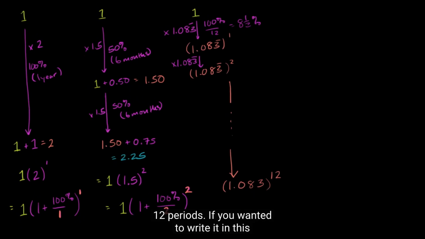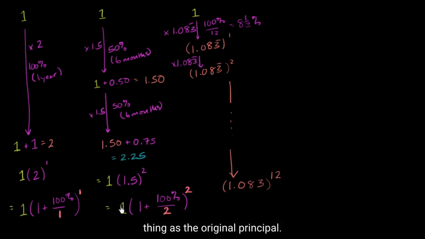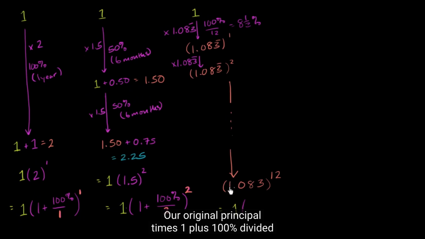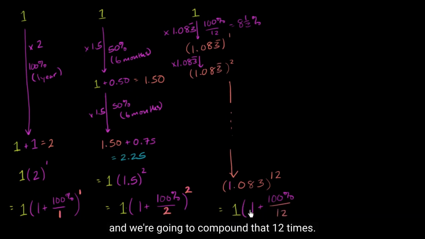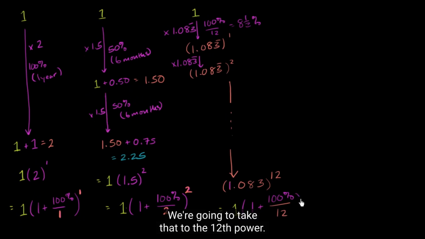Or if you wanted to write it in this form right over here, this would be the same thing as our original principal times 1 plus 100% divided by 12. So now we've divided our 100% into 12 periods, and we're going to compound that 12 times. So we're going to take that to the 12th power. So what is this going to equal, this business right over here?